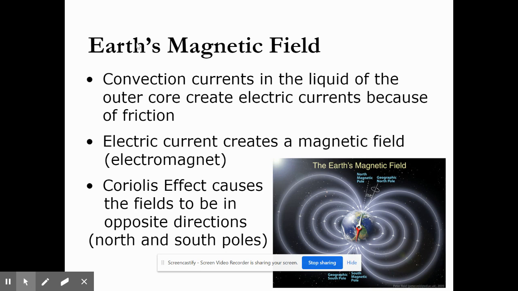When we do some physical science towards the end of the year, we'll learn about how you can create a magnet by putting electricity around an iron core. We call that an electromagnet. So basically, the Earth is kind of like one big giant electromagnet. The Coriolis effect causes fields to be generated in opposite directions. So you have a magnetic north and a south pole. So the Earth's magnetic field is really caused, they think, by the spinning inner core inside of that molten iron outer core.